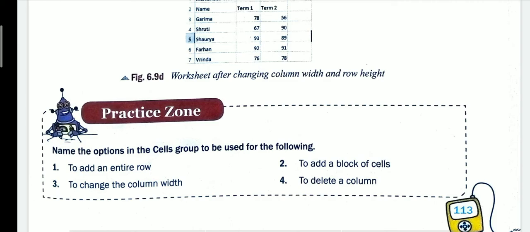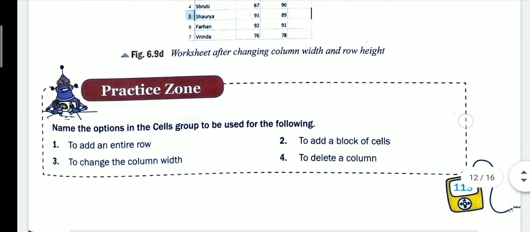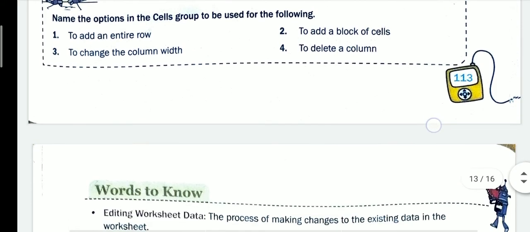To perform this, click on insert cells option in insert option. Next one is to change the column width. To change the column width, click on column width option in the format option. And the last one is to delete a column. If you want to delete a column, click on delete sheet column option in the delete option. The practice zone is completed here.